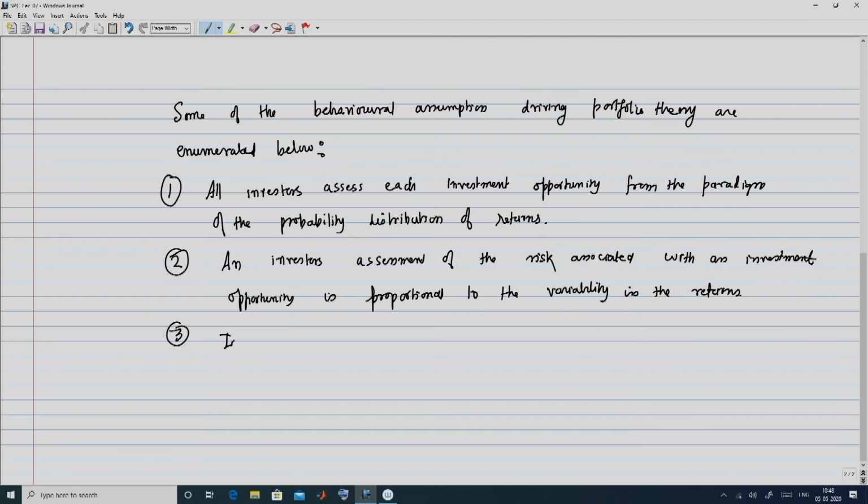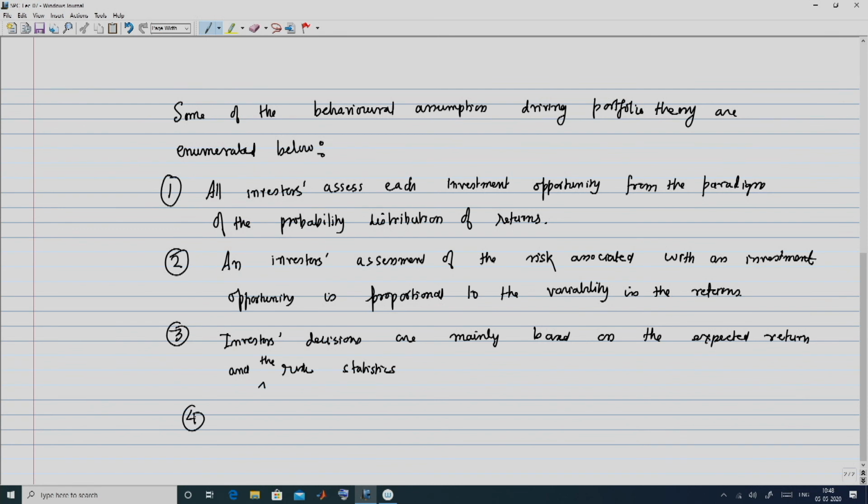Thirdly, investors' decisions are mainly based on the expected return and risk statistics.